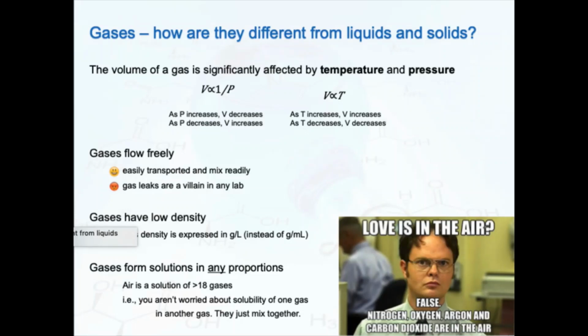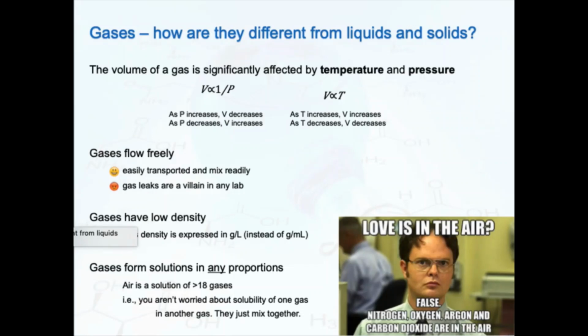Gases flow freely, so they're easily transported and mixed readily, which is great. But in a lab, gas leaks are really awful because, again, they flow freely and they're usually invisible. So it's really hard to detect them, especially if they're dangerous. So a big problem is carbon monoxide. It's a deadly killer, essentially, because it can leak really easily and flow really freely. And natural gas, usually they add scents so that you can detect a leak, because most of these gases that are kind of dangerous are usually odorless.